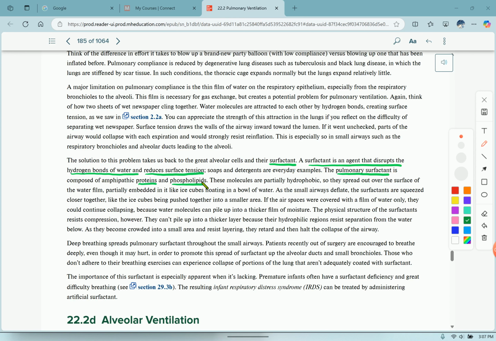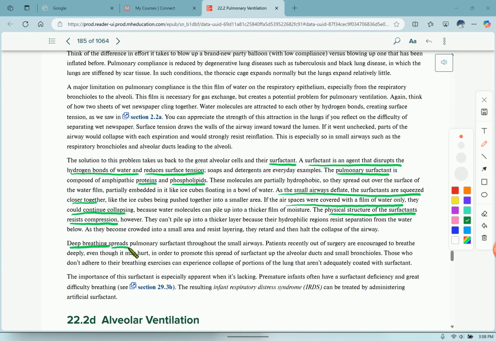So as the small airways deflate, the surfactants are squeezed closer together, and if the air spaces were covered with a film of water only, they would continue to collapse. But because of the physical structure of the surfactant, this resists that compression. So the alveoli, which are these hollow balls, if you will, are not going to completely collapse. The surfactant helps them resist the collapsing.